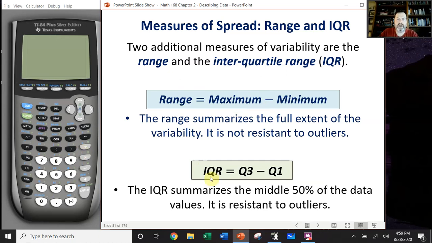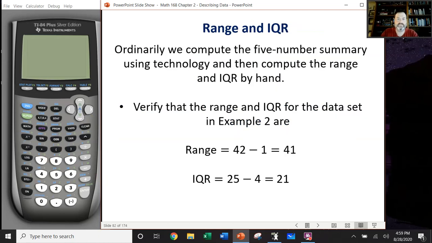The second formula here, the IQR, is actually the middle 50% of the data. It is resistant to outliers because outliers are at the edge and Q1 and Q3 are towards the center. So now we have three measures of variability: standard deviation, range, and IQR. They all have their own uses. And ordinarily, we compute the 5-number summary using technology, then compute the range and IQR by hand, which is what we're going to do. And that's why this mostly shows up in the next section, where you have to use the IQR to solve problems.